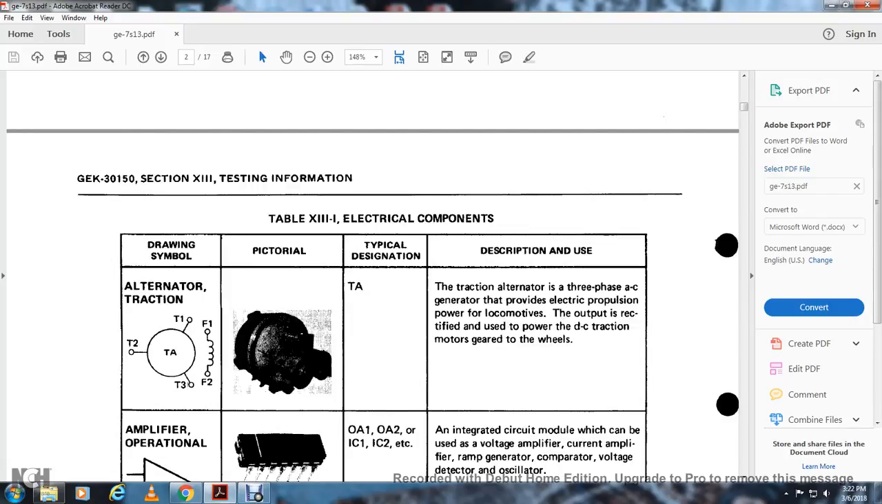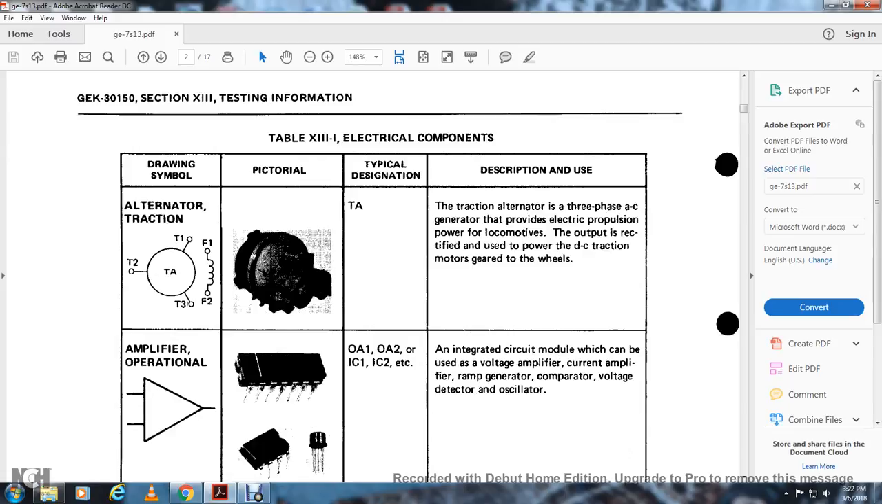Alright, your alternator shows terminal 1, terminal 2, terminal 3, traction alternator TA, wheel winding 1 and 2. There's your pictorial, your typical designation TA. The description and use of the traction alternator: it is a three-phase AC generator that provides electrical propulsion power for the locomotive output, rectified for use as power to the DC traction motors geared to the wheels.